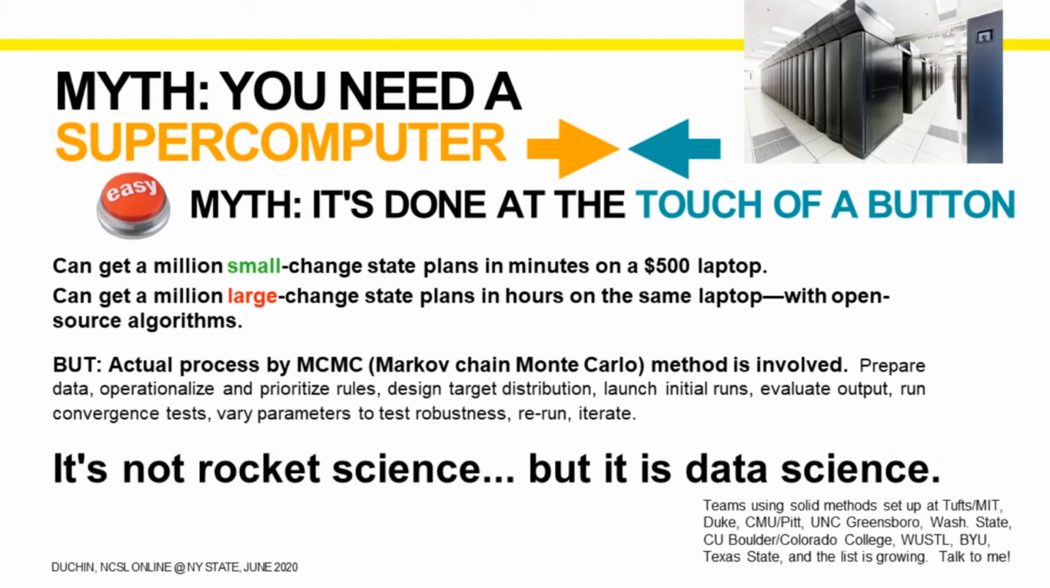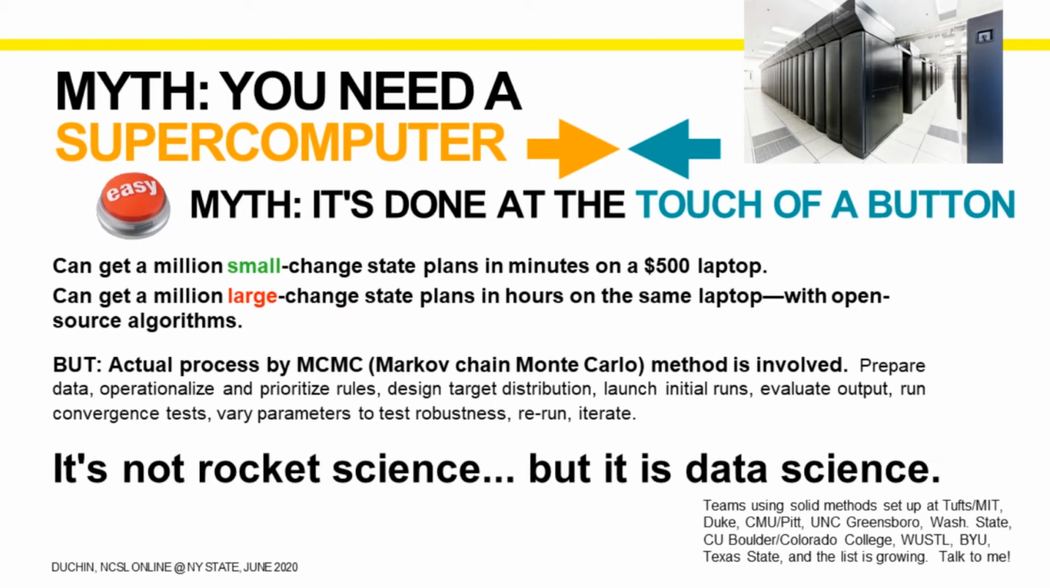On one hand, you don't need a fancy computer. You can get 1 million of the small change plans in just minutes on a laptop. You can get 1 million large change plans, the ones like the movie I showed you on the right, in hours on a cheap laptop with open source algorithms. This isn't fancy on the side of the hardware.